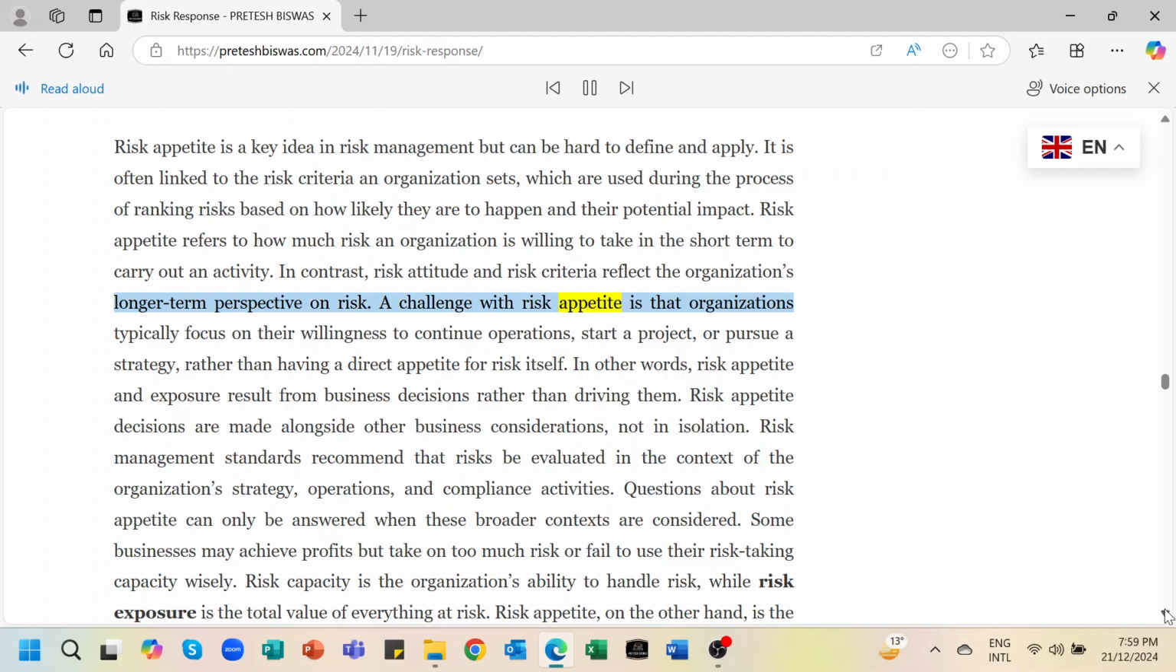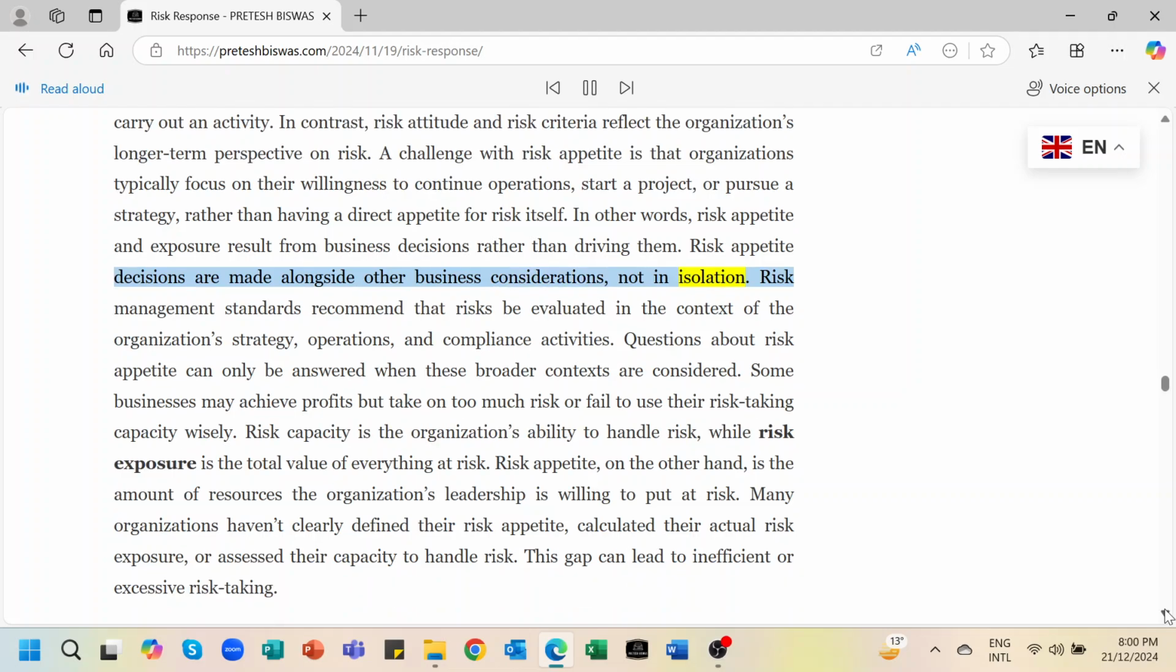A challenge with risk appetite is that organizations typically focus on their willingness to continue operations, start a project, or pursue a strategy, rather than having a direct appetite for risk itself. In other words, risk appetite and exposure result from business decisions rather than driving them. Risk appetite decisions are made alongside other business considerations, not in isolation. Risk management standards recommend that risks be evaluated in the context of the organization's strategy, operations, and compliance activities. Questions about risk appetite can only be answered when these broader contexts are considered.